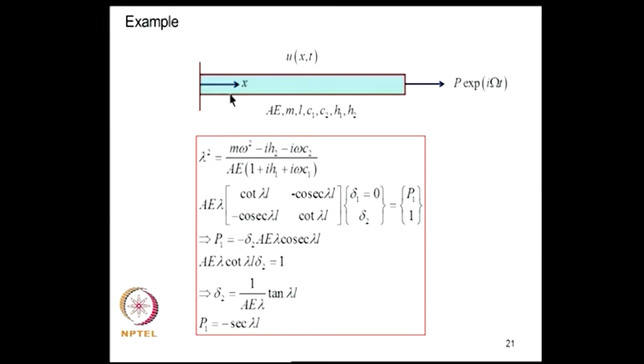So, let us consider a rod which is fixed at the left end and driven harmonically on the right side by a force P e raised to I omega t. And let the system have damping made up of both structural and viscous damping, therefore, lambda will be given by this. So, this is the equilibrium equation. At x equal to 0, delta 1 is 0, and at x equal to L, P 2 is 1. So, now the unknowns are the reaction at x equal to 0, which is P 1, and the displacement at the free end, which is delta 2. If we solve these equations, I will get delta 2 as tan lambda L by A E lambda and the reaction as minus secant lambda L.